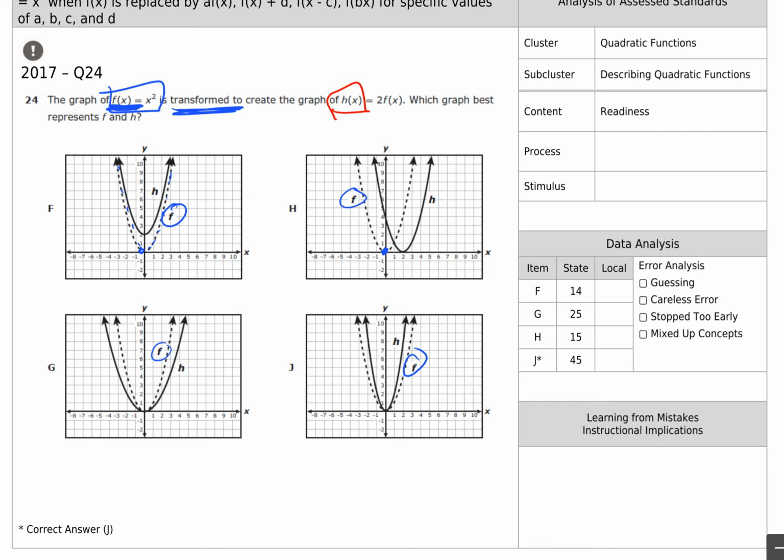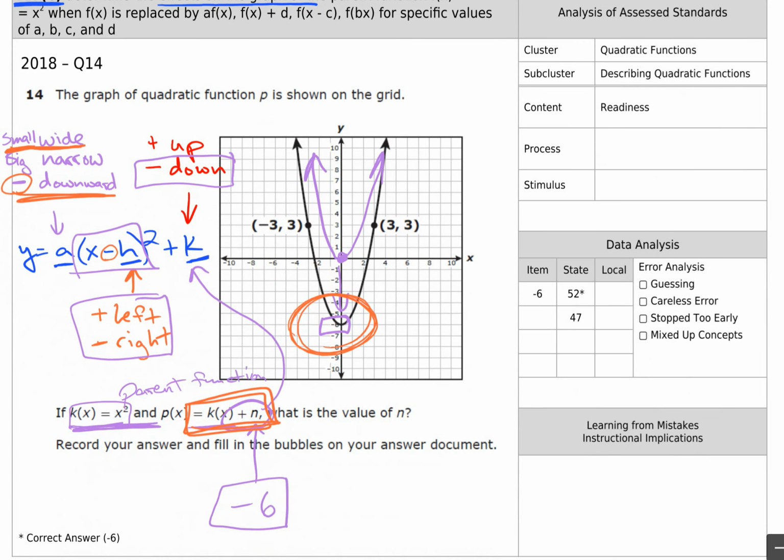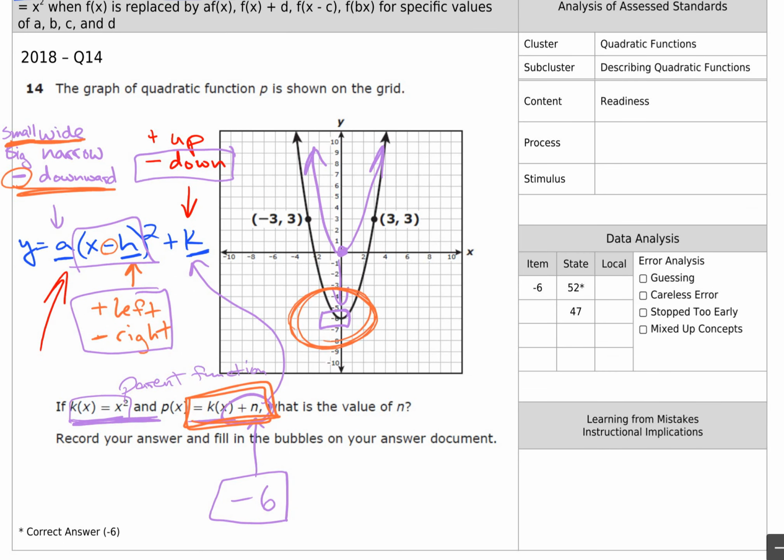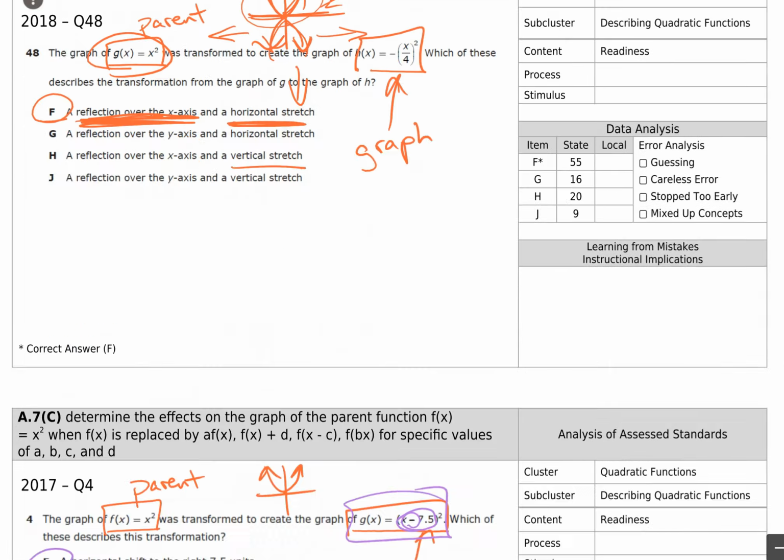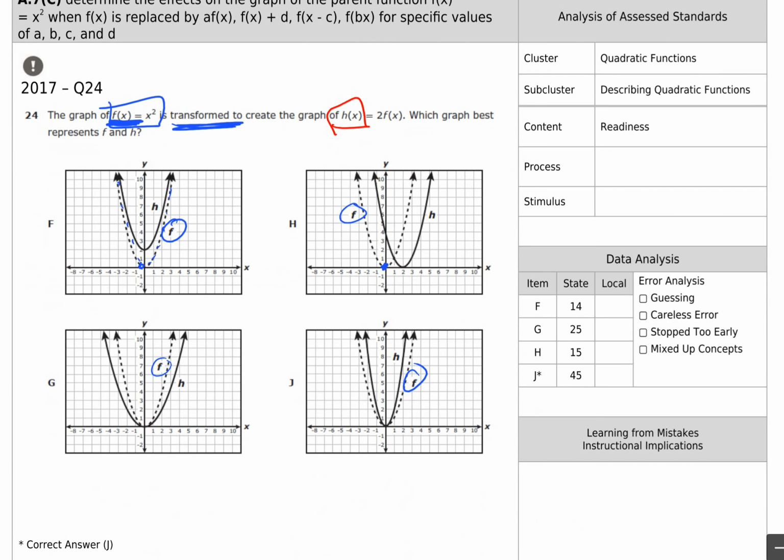So that's why it's important for us to know, going back up to the top, what the number at the front does. Well, it makes it wider, it makes it narrower, it makes it face downward. So back to the question we're on now. The number in front is not a fraction, not a small number, it's greater than 1, so it's going to be making it narrower.